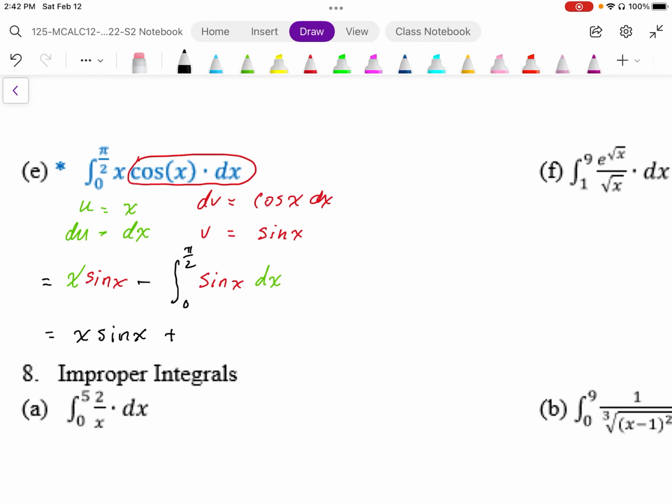So we end up with minus negative cos, so we end up with plus cos x, and then put in our bounds of 0 to pi over 2. Working this out, we end up with sine of pi over 2 is going to be 1, so we end up with pi over 2 times 1. The cosine of pi over 2 is 0, and then minus 0 times sine 0 is 0. Cosine of 0 is 1. So the area under that curve works out to be pi over 2 minus 1 units squared.